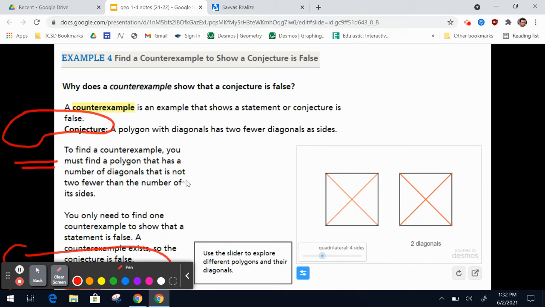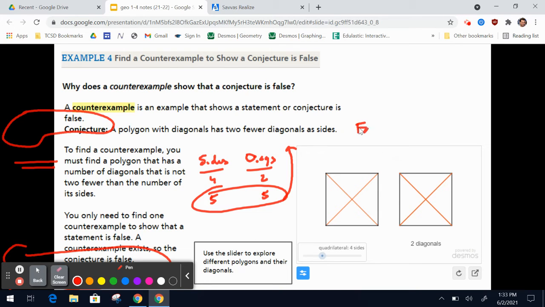When the sides were 4, the diagonals were 2. But for a pentagon, when the sides were 5, the diagonals were 5. That is not following this. That's our counterexample, a pentagon. So because we found a counterexample, this statement is false. And we move on. So that's what we're looking for.